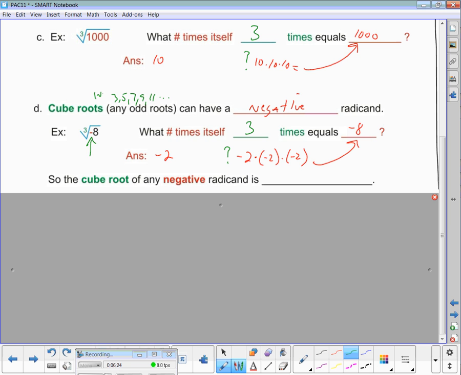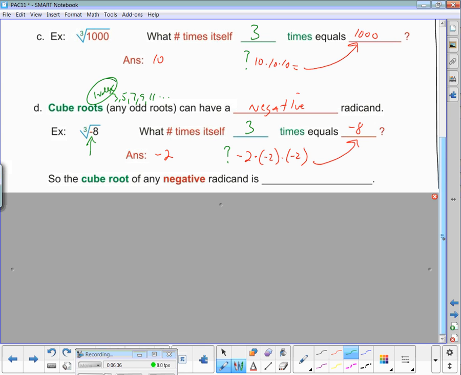And this is the index. That's what we're talking about when we say an odd root. You have an odd index, all right? Not odd like some people are odd, but odd as in odd number.